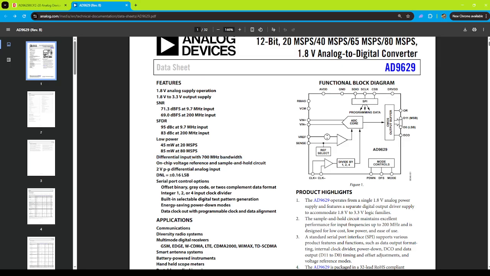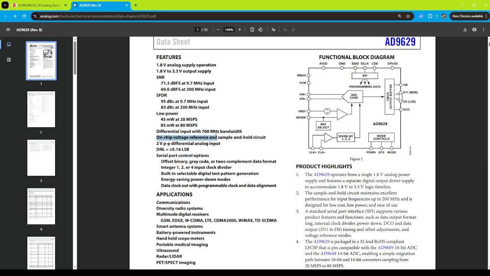Differential input bandwidth, 700 megahertz. So you could give a signal up to 700 megahertz and it won't be attenuated that badly. That's what this tells you. But that's for more advanced signal processing things. Okay, let's just keep going. On chip voltage reference, which is nice to have, usually an external reference is better for temperature compensation and other compensation needs, but this is probably good enough.